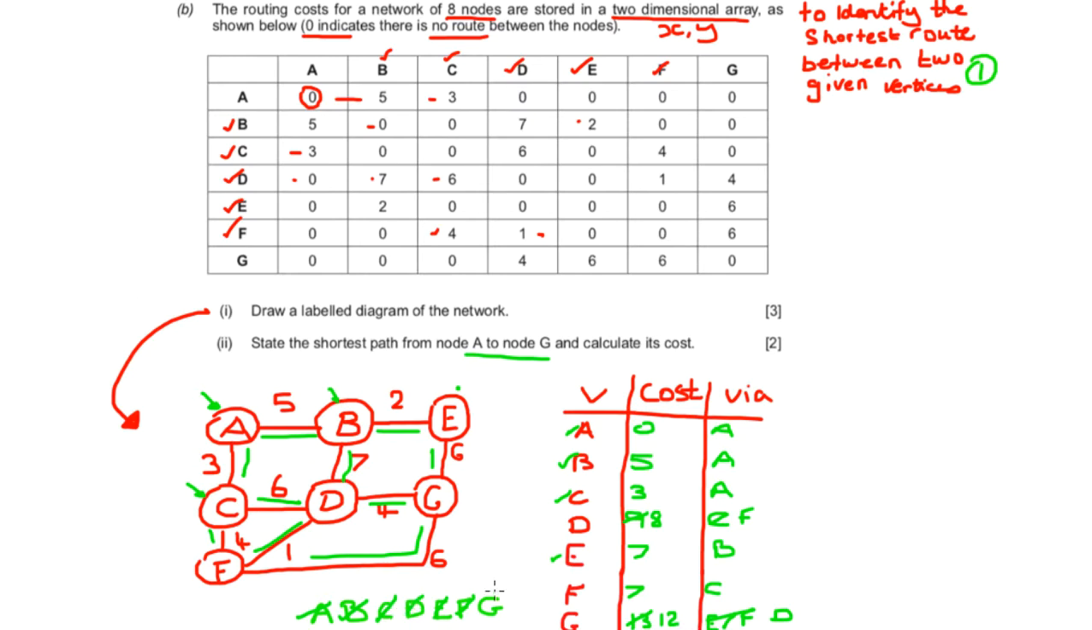What I'll do now is I'll write down my final node, which is G. G goes via D, D goes via F, F goes via C, and C goes via A. And that means my total cost and the fastest route here is 12 on the route A, C, F, D, and G. And that will get us all of the marks for this question.